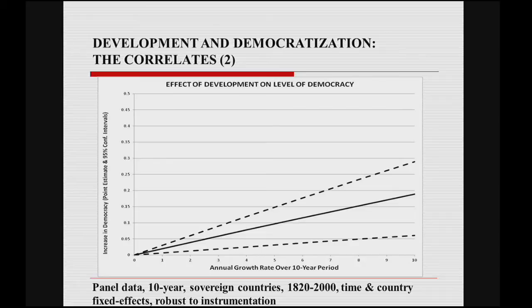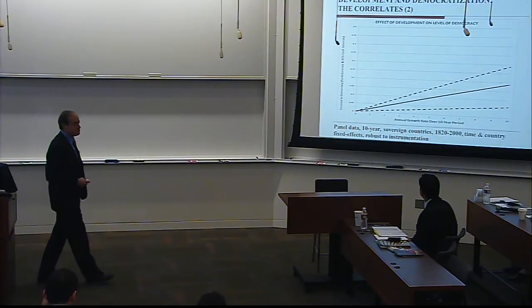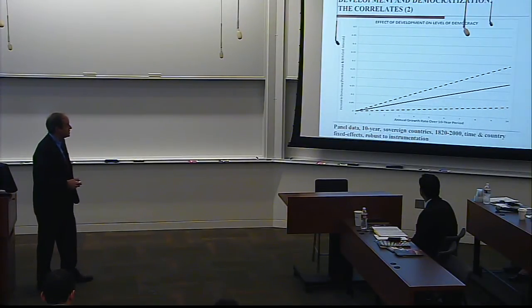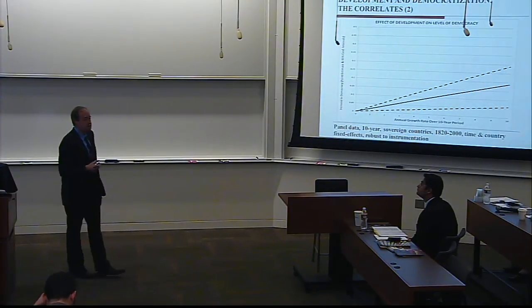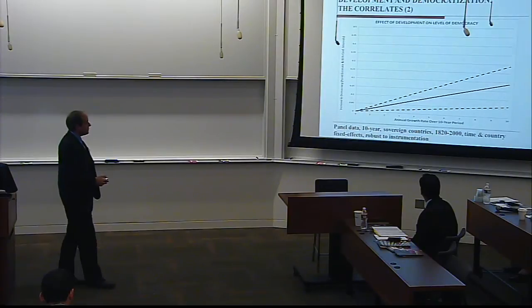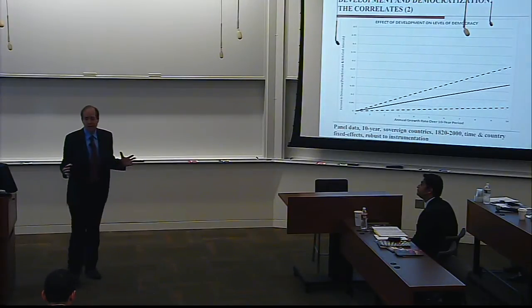What we see is that no growth is associated with no change in democracy. But for countries that have grown at a fast rate, just over a 10-year period, the democracy score increases by about 0.2, which is quite a bit, given that the total range is 1. These are the 95% confidence intervals. So we are pretty confident that there is some impact of income, or at least some strong correlation of income with democracy.